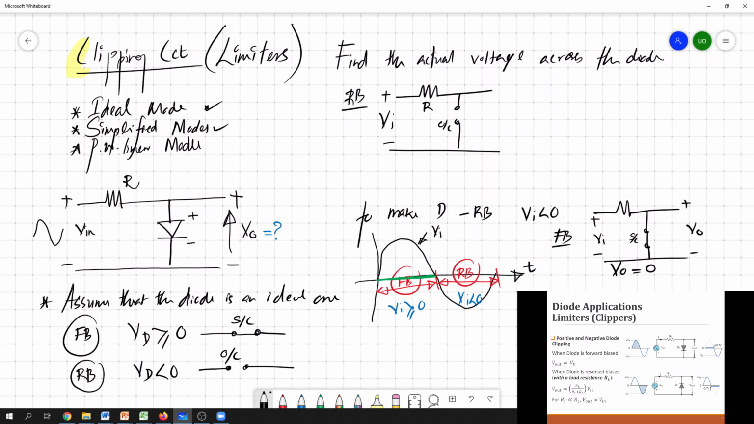This is open circuit and this is your output voltage. So this is open, so there won't be any current flow through this resistor because this is open circuit. So then here Vout should be equal to Vi.